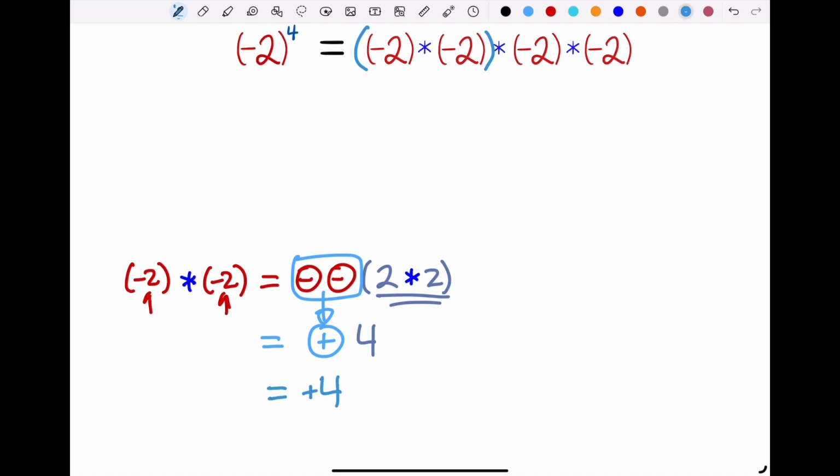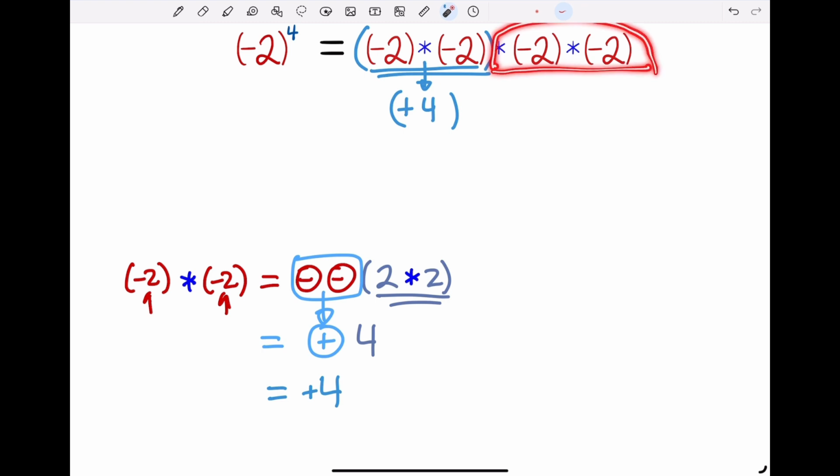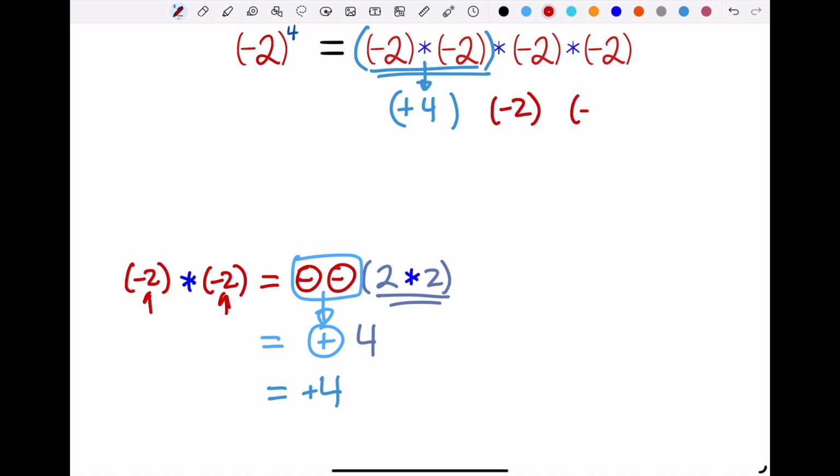So that means we could replace these 2 negative 2's with its answer of positive 4. And we still have 2 negative 2's we haven't multiplied with yet, so we're going to bring them down. So we have positive 4 times negative 2 times negative 2. And now let's multiply the next 2 numbers together. So we have 4 times negative 2.